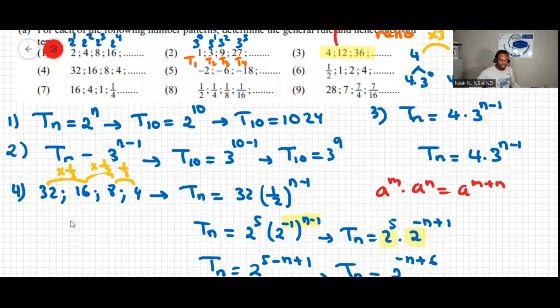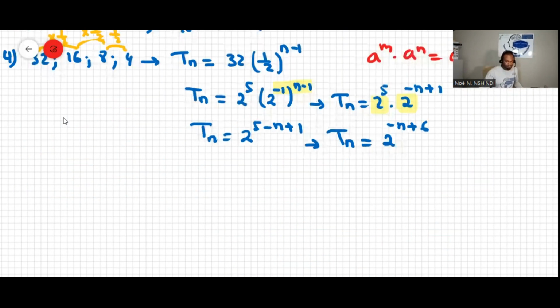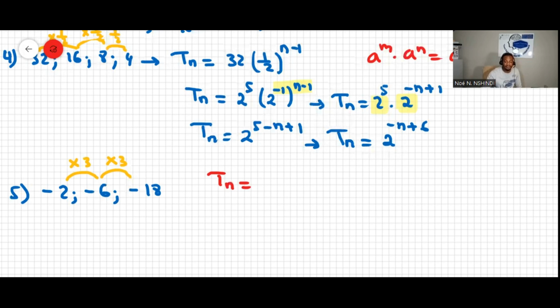Now we can do question 5. Question 5, the pattern is -2, -6, -18. And again, notice there is a constant ratio here, times by 3 all the time. So you can apply that formula. I'm going to write it again here. Tn is a multiplied by r to the power of n minus 1, okay?